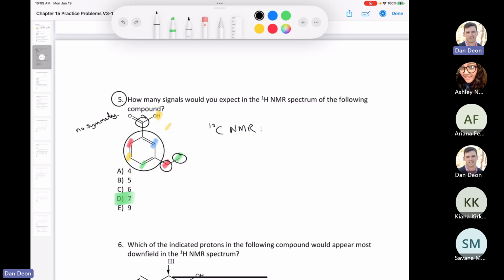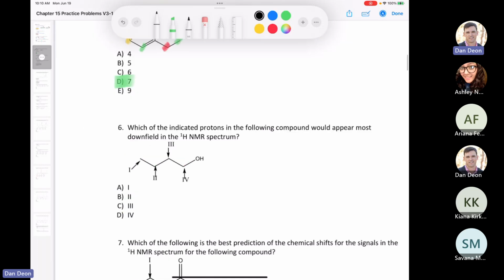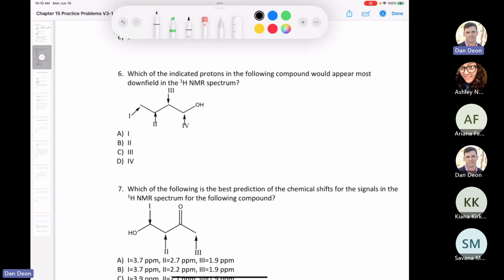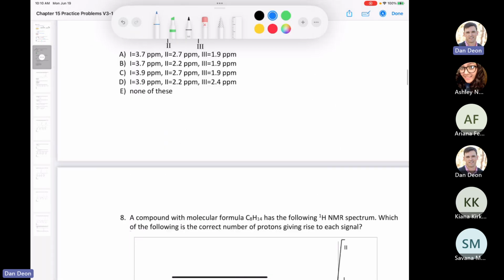So a lot of signals. Anyhow, I'll just scribble that out here. We'll just put 9 signals. Okay, number 6. Which of the indicated protons would appear the most downfield in the NMR spectrum?